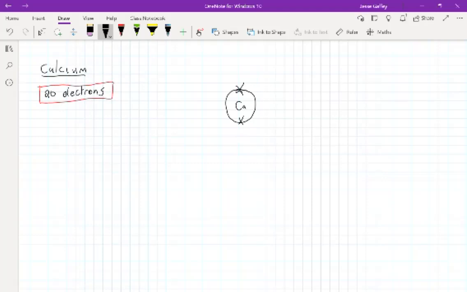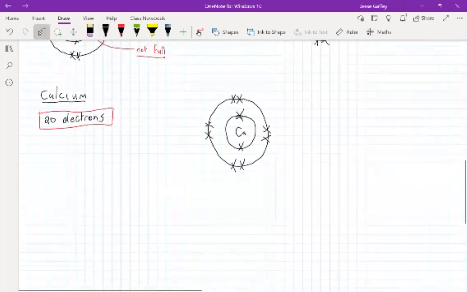Okay, so hopefully this is what you had. So we've got 2 in the first shell. We're then going to start filling the second shell. The second shell can hold a maximum of 8, and I must fill it up before I move to the next one. I'm going to draw them in pairs. So there is 8. So altogether, I've got 10 electrons drawn now. So I can move into another shell.